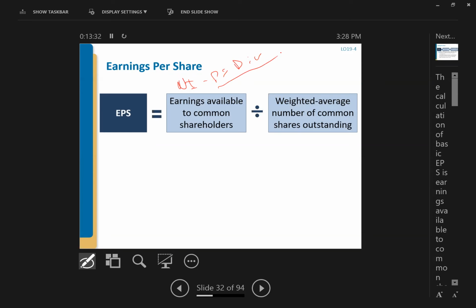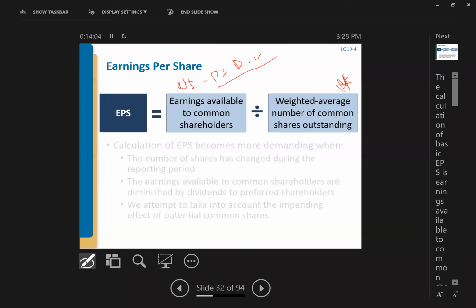If there's dividends in arrears, it's only the current year's dividends. And then we're going to divide that by the weighted average number of common shares outstanding. So this is a little step further than the previous equation that you've learned, where we're just going to have to do the weighted average. Even though in most of our scenarios common stock does not change, there is the possibility of those changes. So we'll actually work the denominator side of things too.